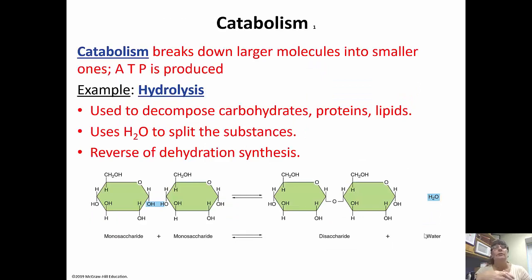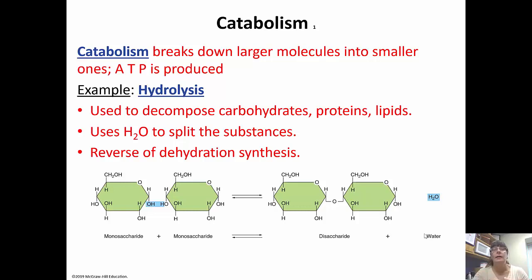Catabolism breaks down larger molecules into smaller ones, and this actually produces ATP, so energy is given off in the process. The example is hydrolysis. Hydro means water, lysis means break. So you're using water to break a bond. So this is used to break down carbohydrates, proteins, lipids. Basically what happens is water is just put in where the bond is at, and it splits the bond. So now you have your monomer components.